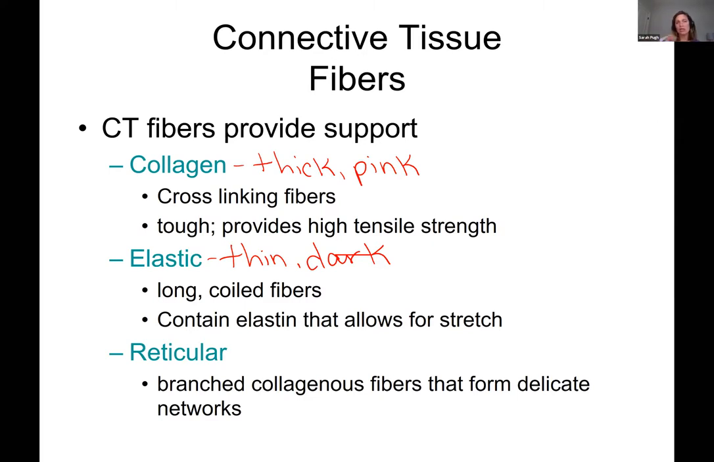And then lastly are reticular fibers. And a lot of times these are thick and dark under the microscope. These are very similar to collagen fibers. They're just a little more delicate.